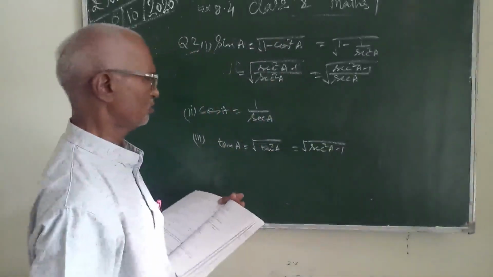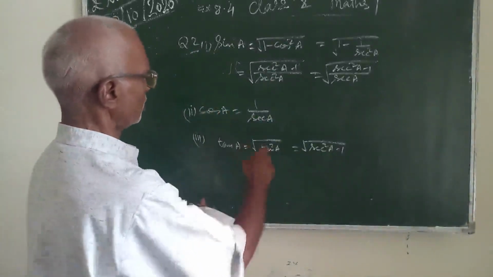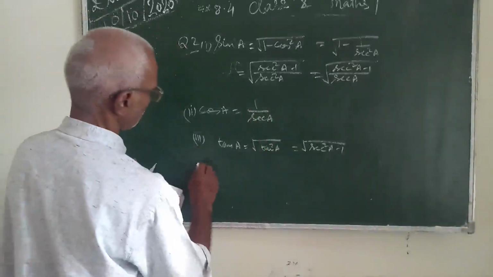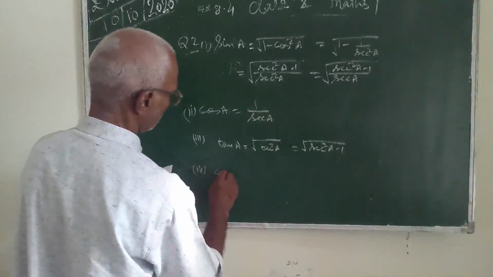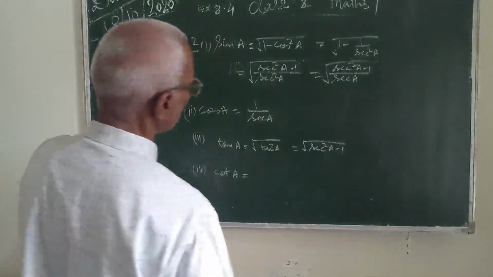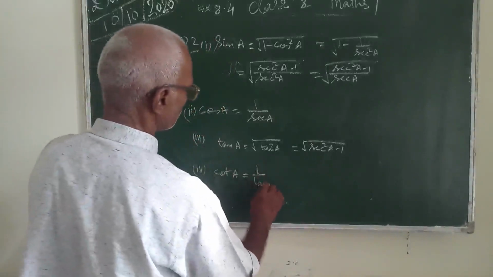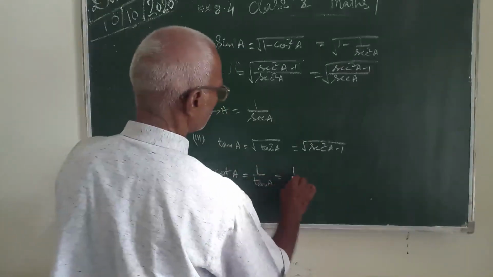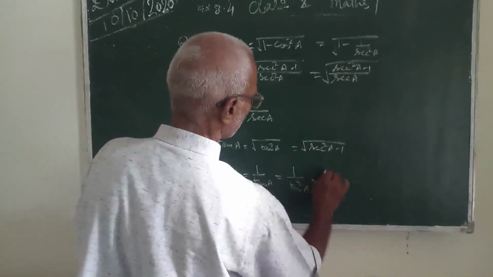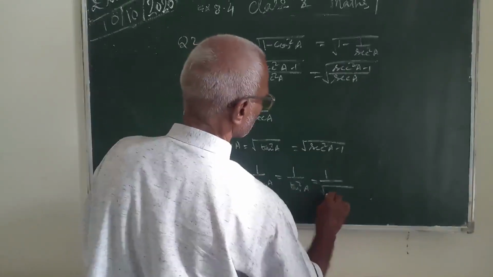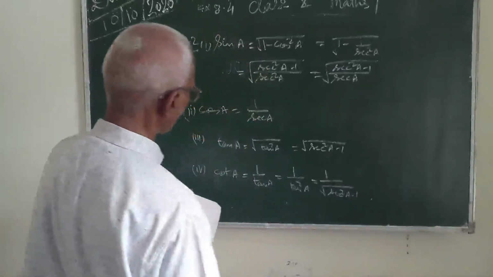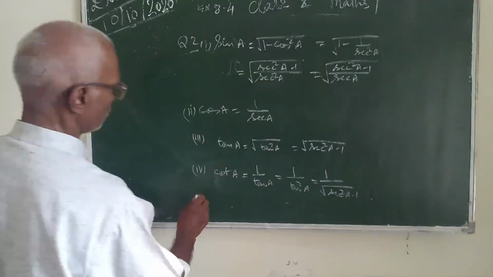So tan also changes in terms of sec square, cos also in sec, and sine also. Then cot. Fourth is cot A. Cot is 1 upon tan, which is 1 upon root of tan square, and it becomes 1 upon root of sec square A minus 1. Just the opposite of it. Now sec A is sec A, then cosec A.